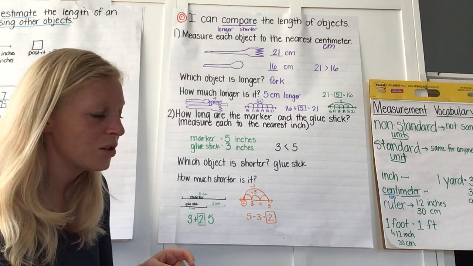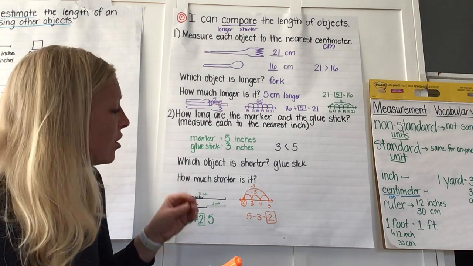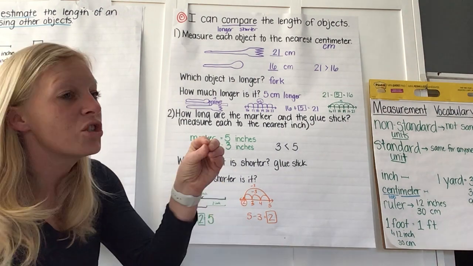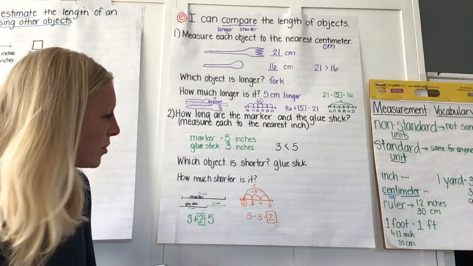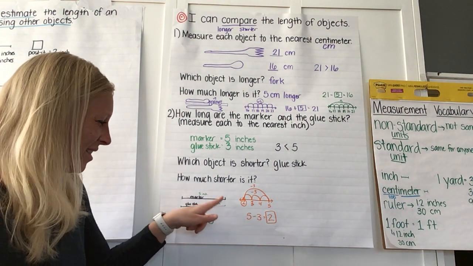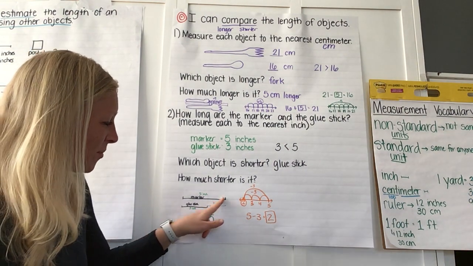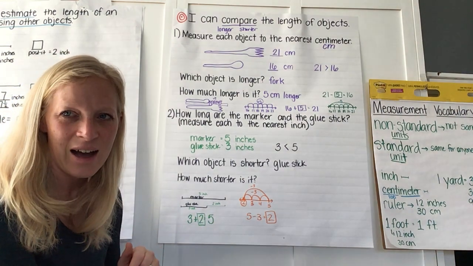And then you use the number line as well. What did you do? You started at 3 and jumped up 2 to equal 5. Where does that look? What does that remind you of? This one, right? Starting at 3, jumping 2 to get to 5.